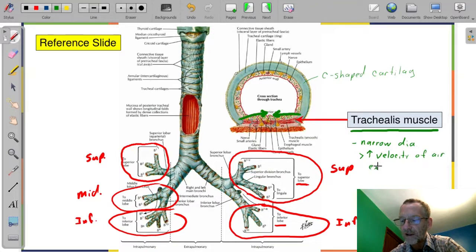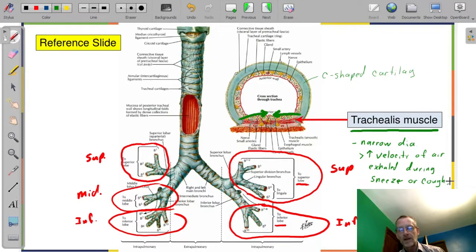Air exhaled during a sneeze or a cough. So that's how you forcefully exhale the air. The same volume going out in a narrower diameter has to speed up.